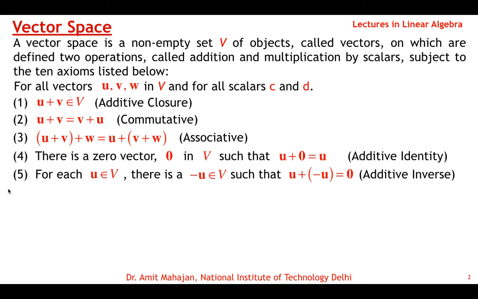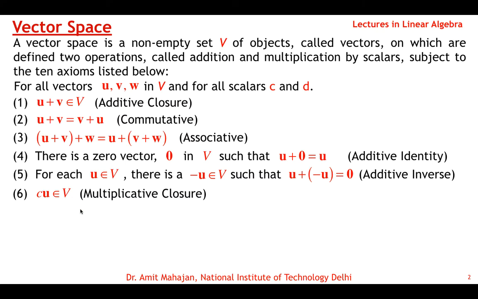Okay, the sixth property is the multiplicative closure. Okay, so for any vector u in set V, the c times u vector is also in the set. So the linear combination of u, or the constant times u, simply the scaling of u, is also in the set.